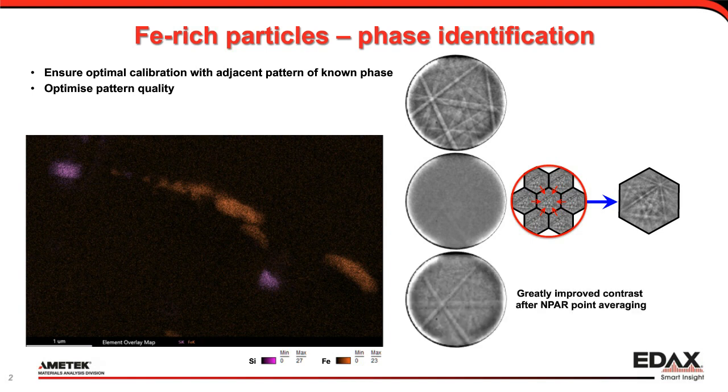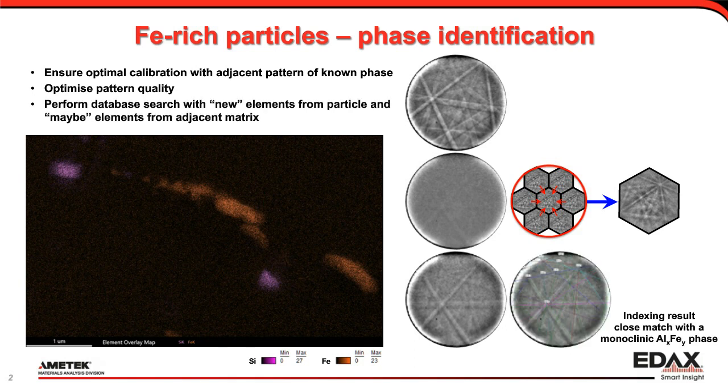Phase identification is then done by carefully identifying which elements have to be coming from the particle and which elements might actually come from the over or underlying aluminium-magnesium matrix. In this case, the pattern indexing result was a close match with a monoclinic aluminium-13 iron 4 phase.